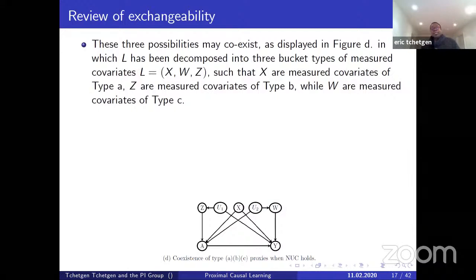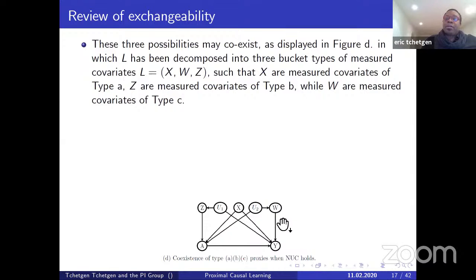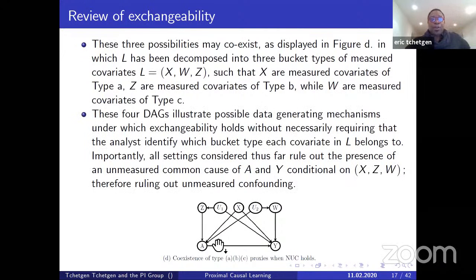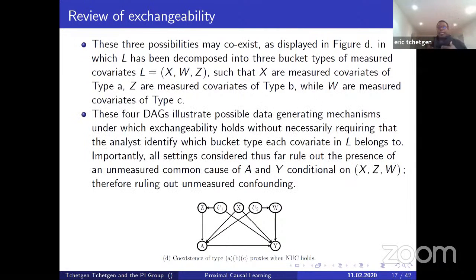These three possibilities may coexist, as displayed in figure D, in which L has now been decomposed into three bucket types of measured covariates. We have our type A, X. We have type B, Z, measured covariates, so Z are causes of A that share an unmeasured common cause with Y. And W of type C: W are all causes of Y that share an unmeasured common cause with A. These four DAGs illustrate possible data generating mechanisms under which exchangeability holds, without necessarily requiring that the analyst identify which bucket type each covariate L belongs to.